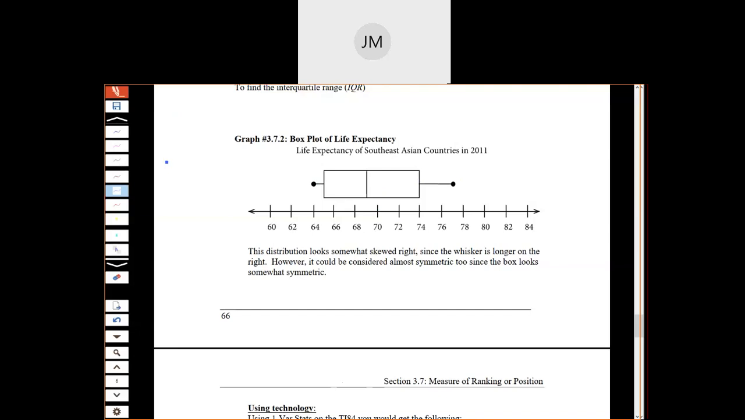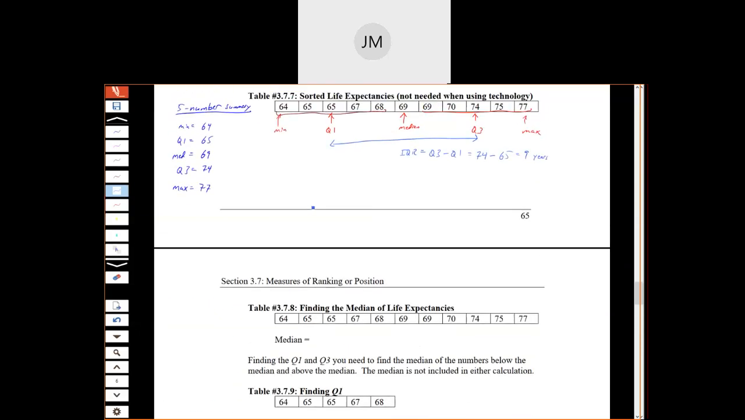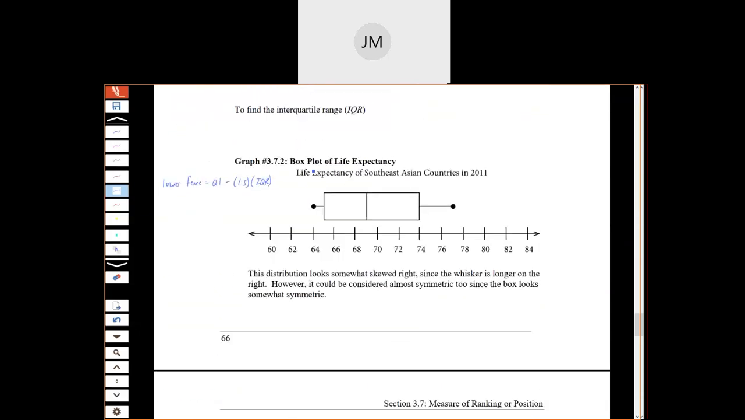So let's start with the lower fence. Remember that was Q1 minus 1.5 times the IQR. Okay. Q1 we said was 65. And the IQR is 9. So when I compute that out, 65 minus 1.5 times 9, I get 51.5.